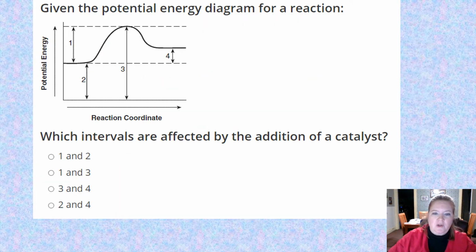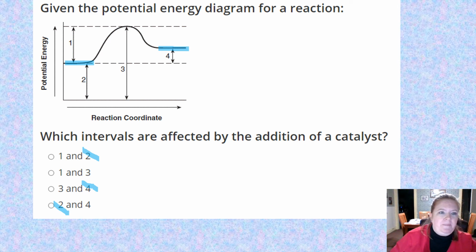All right, so here's a potential energy diagram. Which intervals are affected by the catalyst? Well, does the catalyst change where the reactants are? Nope. Does the catalyst change where the products are? Nope. So did it change number 2? No, that's wrong. Does it change number 4? Well, if I don't change where the reactants are and I don't change where the products are, then the little sandwich, that heat of reaction in between, that doesn't get changed either. So it appears that 1 and 3 would change.